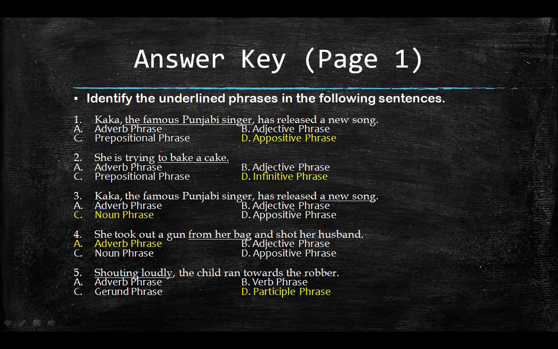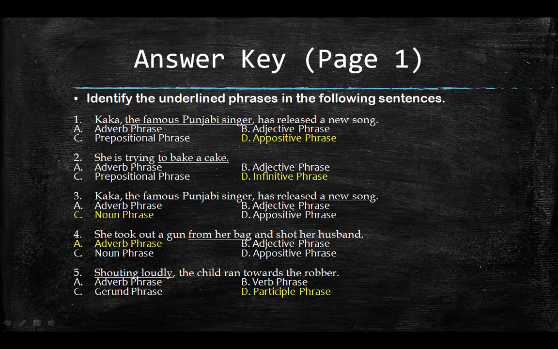Next one, shouting loudly, the child ran towards the robber. Ing form of the verb in the start of the sentence, it can be either participle or gerund. It cannot be verb over here. So shouting loudly is either participle phrase or gerund phrase. We'll have to decide whether shouting is participle or gerund. If it is gerund, then it must be the subject of the sentence.